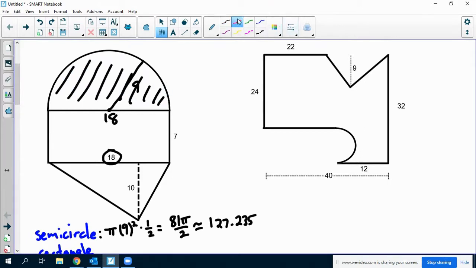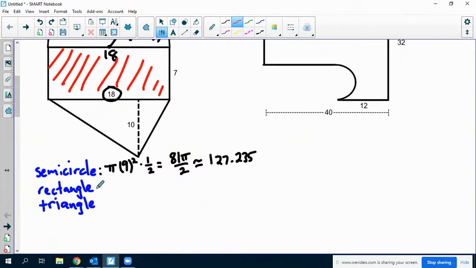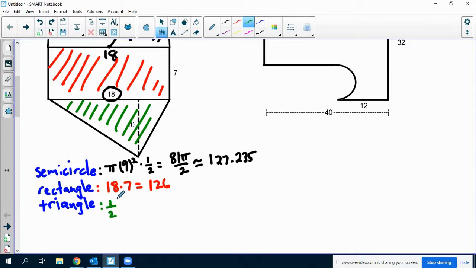Now that's the area of the semicircle. Now we're going to add that to the area of the rectangle. A rectangle's area is pretty straightforward. That's just base times height. So we have 18 times 7, and that gives us 126. Then we're going to add that to this triangle. The area of a triangle is 1/2 base times height. So the base is 18, and the height was given as 10. So 1/2 times 18 times 10 gives us 90.